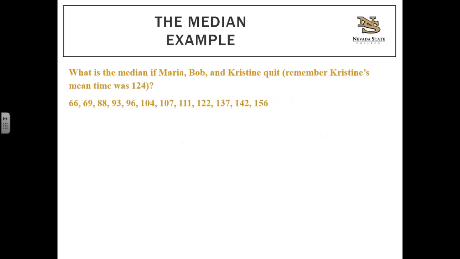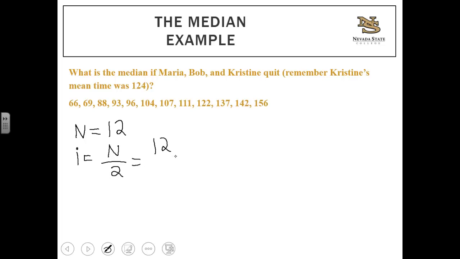Let's do another example. So let's say that Maria, Bob, and Christine quit. And Christine's mean was a 124. So that disappeared from our data set. Well, now we have a situation where we have an even number of tellers at Chase Bank. So we're going to technically have two midpoints that we have to find the mean of to identify what the median is. So i is still equal to N divided by 2, and 12 divided by 2 is 6.